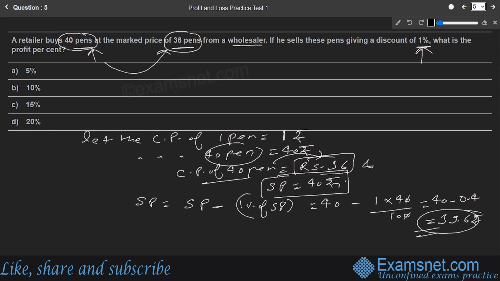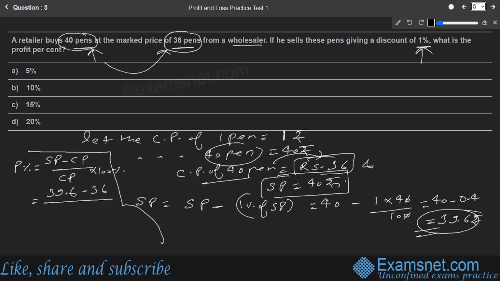Now 39.6 rupees is the final selling price and the cost price was 36 only. So how much is the profit percent or the gain percent? We have the formula for profit percent as selling price minus cost price divided by cost price into 100%. That is always the profit percent formula. So the selling price comes out to be 39.6 rupees minus the cost price, 36 rupees, divided by the cost price, 36, into 100. If we solve this further, this comes out to be exactly 10%. So that is the profit earned in the scheme given, and option B is right.